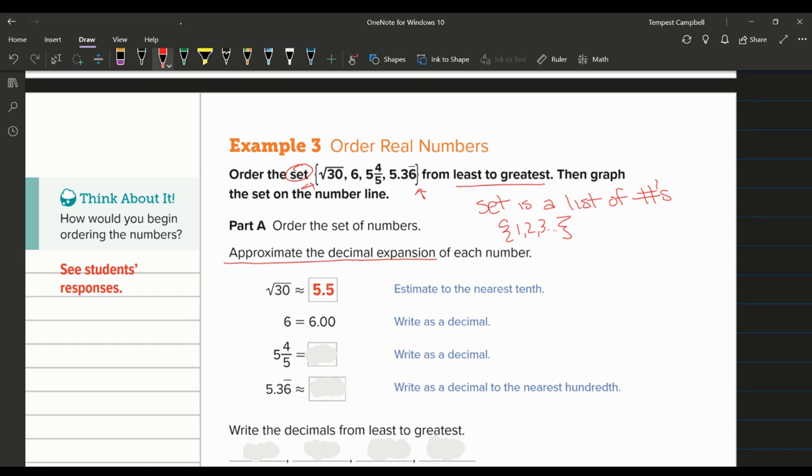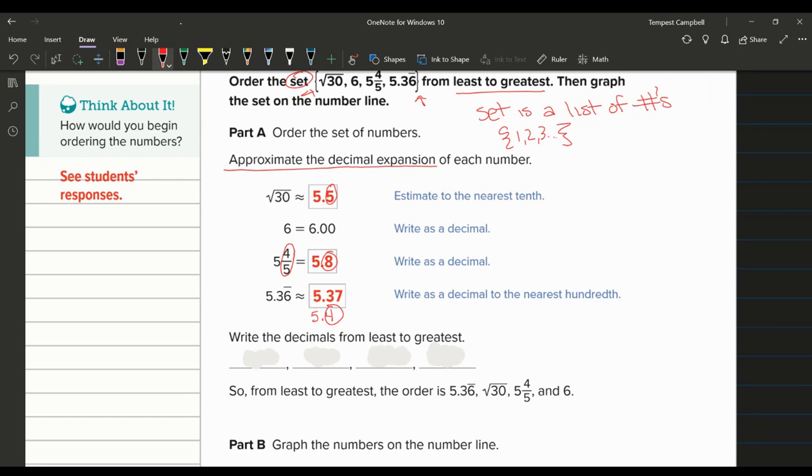So when we plug the square root of 30 into our calculator, we're going to get about 5.5. 6, of course, is 6.00 because we want to write it as a decimal. 5 and 4/5, plug 4/5 into our calculator, we get 0.8, so it's 5.8. Then we can simplify 5.36 repeating to about 5.37. We could have rounded this up to 5.4. That would be okay with the numbers we're working with here. And we're going to order them from least to greatest, meaning the smallest to our largest, right? So what's the smallest one we have?